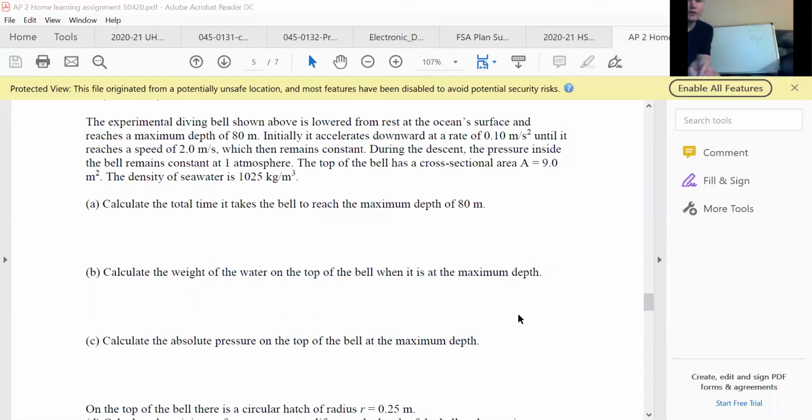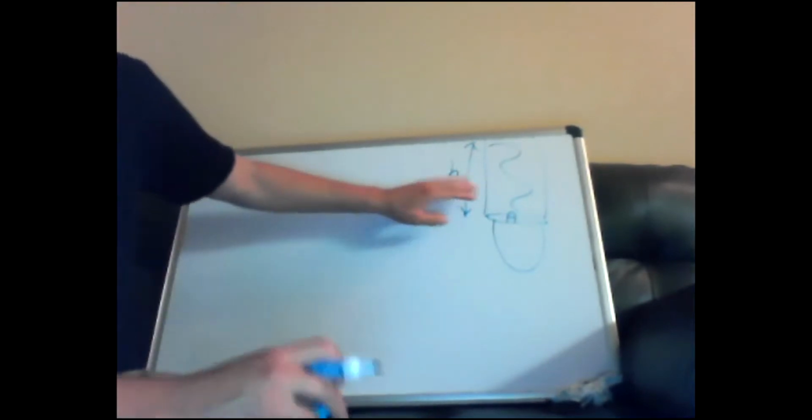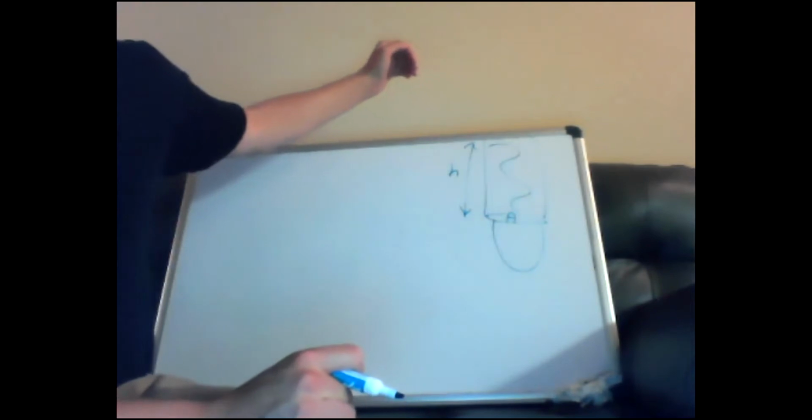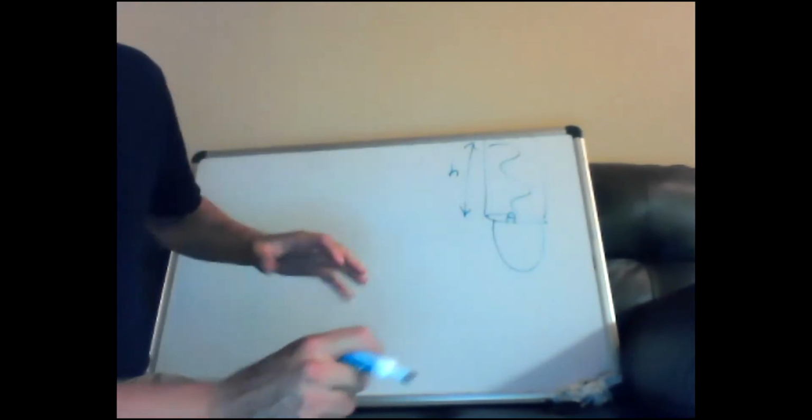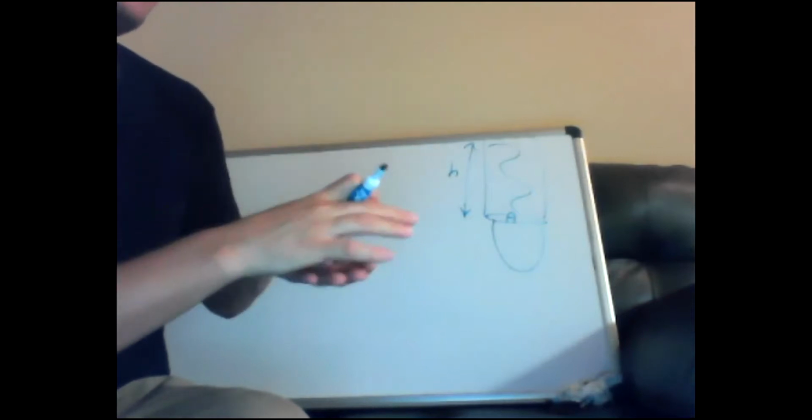All right, so let me bring up the problem here one more time. The next part wants to know the weight of the water on top of the bell, and then the absolute pressure on the top of the bell at the maximum depth. You could think of the weight of the water as all the water that's above that bell. If we're looking for the weight, we're looking for essentially the force due to that water on the bell.